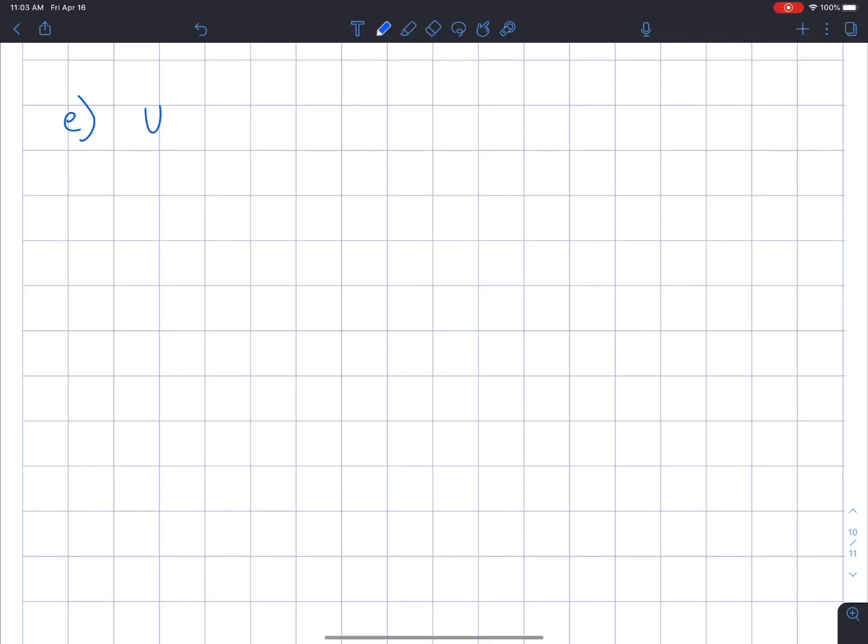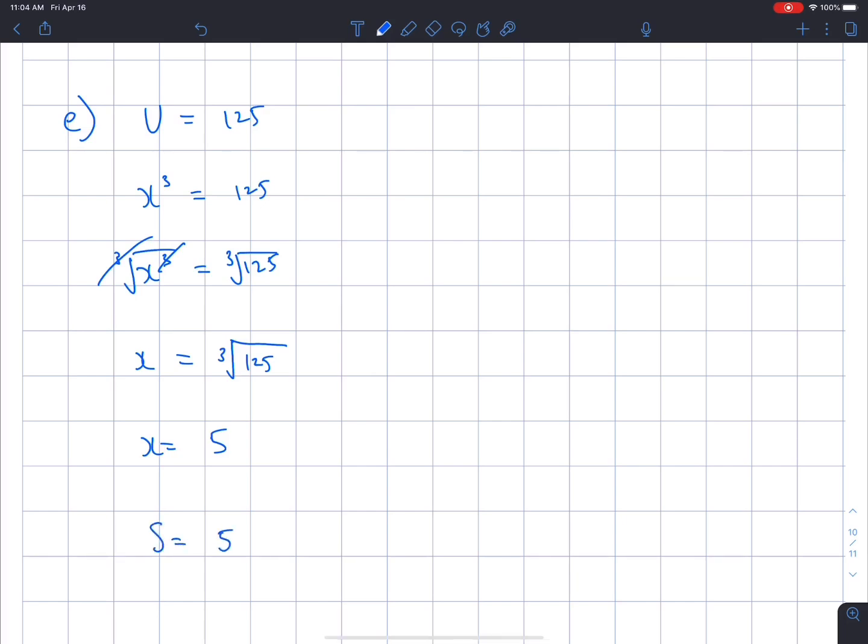E. So in E, we were told that volume is 125. We know that volume is just x to the power 3. So to find x, we will just cube root both sides. Same with square root, cubic root and to the power 3 also cross each other out. You're left with x equals the cubic root of 125. And the cubic root of 125 is 5 because 5 times 5 times 5 is 125. So side length is 5 units. The volume will be side length times side length times side length, which is 125 unit cube.